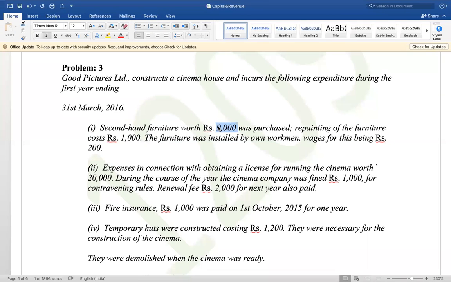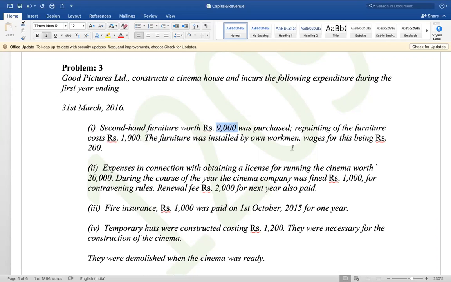Sir, second-hand furniture worth 9,000 is a capital expenditure, sir. Okay, 9,000 is capital expenditure, and repairing of the furniture is revenue expenditure. Yesterday we had a similar kind of scenario, right? Overhauling the machine is part of the machinery cost. Could you recollect? Yes, sir. The first problem, is it not similar to this? Okay, doesn't matter.